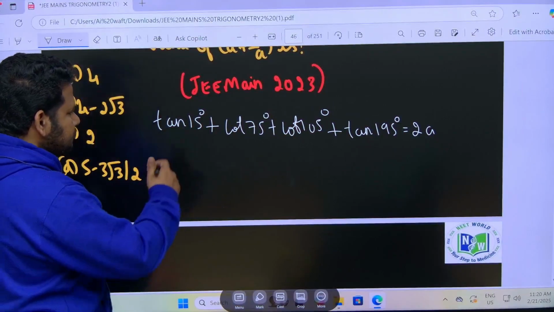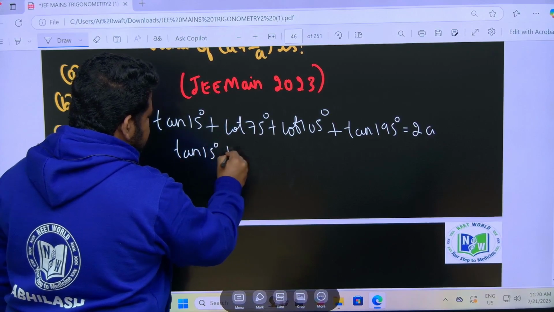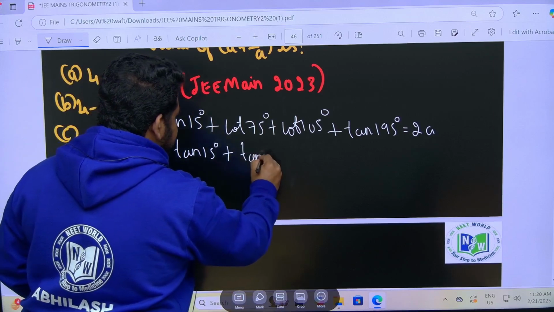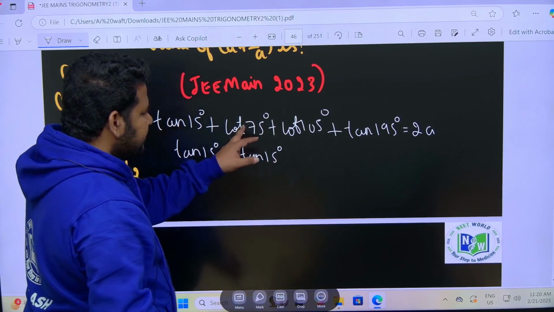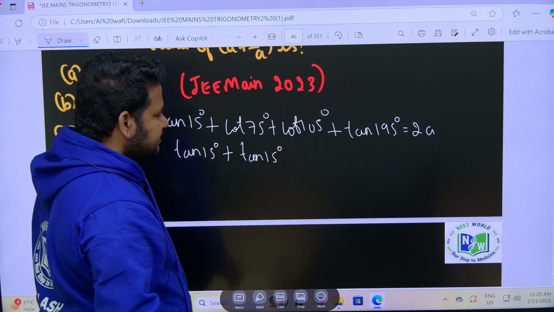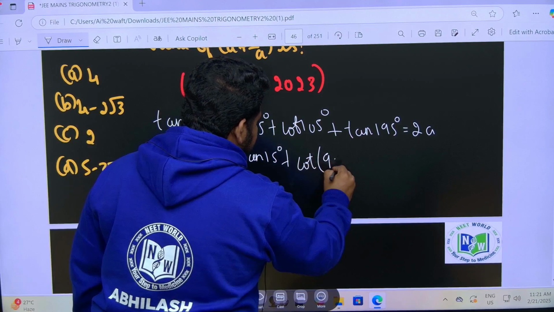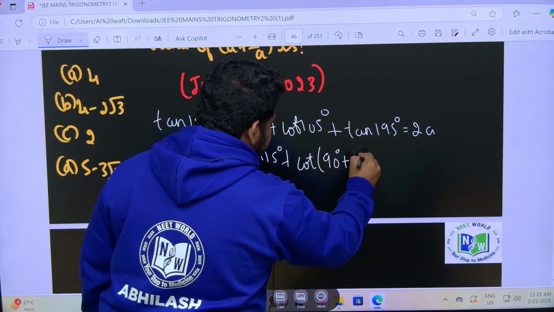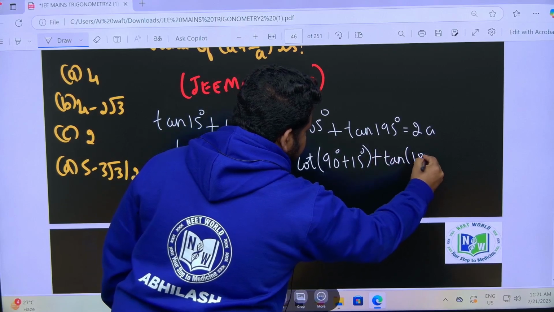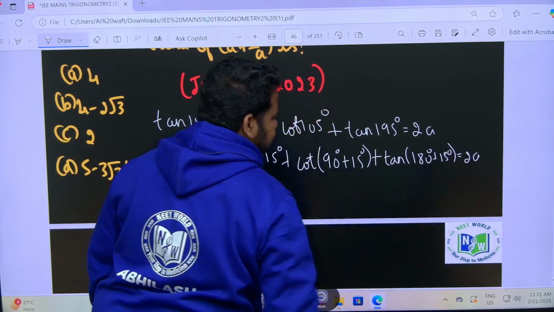Next, tan 15 degree, I'll write it as it is. Plus cot 75 degree is what? Complementary of tan 15. Cot 75 I can write as cot of 90 minus 15, and cot of 90 minus theta is tan theta. So this will be cot 105, which I can write as cot of 90 plus 15 degree. Tan 195 I can write as tan of 180 plus 15 degree, equal to 2a. They have given this is equal to 2a.